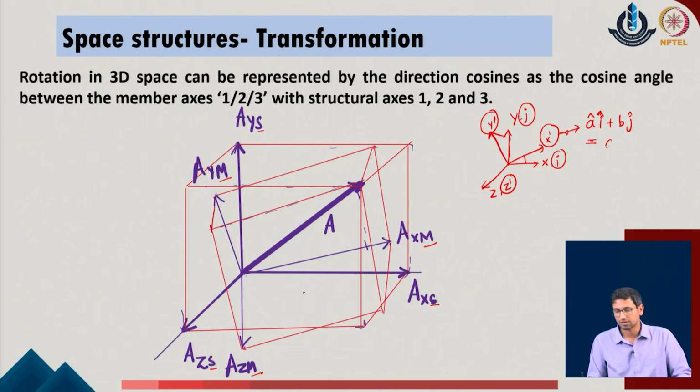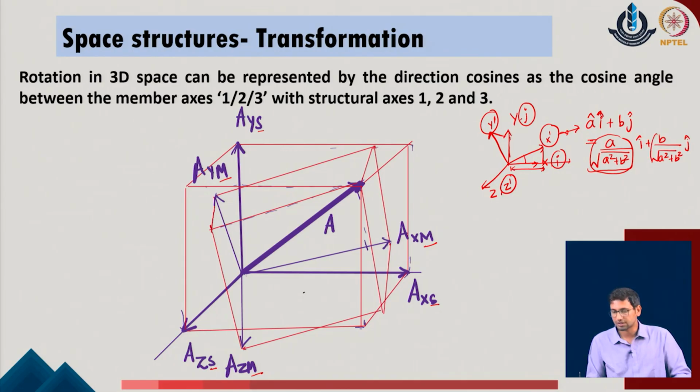I can say that this is a divided by the square root of a square plus b square, which is the magnitude of the given vector. Similarly, b upon square root of a square plus b square. This is the component of the given vector identified along the x prime direction on the x axis, and that we describe as the direction cosine with respect to the given vector.